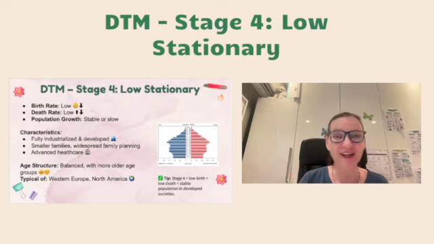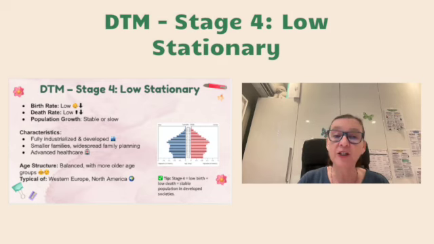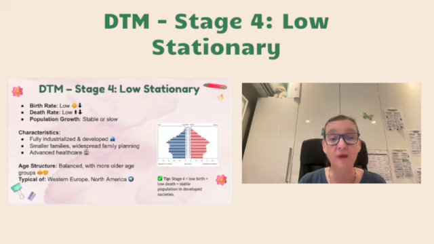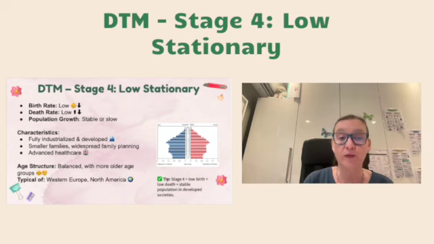Okay, stage 4 of the demographic transition model, also known as the low stationary stage. At this point, the country is fully industrialized and developed. Both the birth rate and the death rate are low, and as a result, population growth is stable or very slow. Let's start with the birth rate.